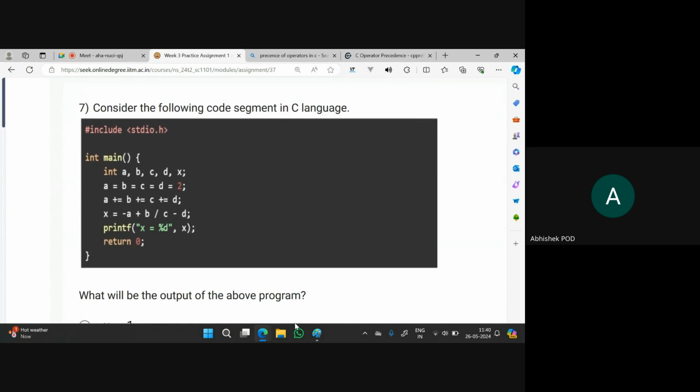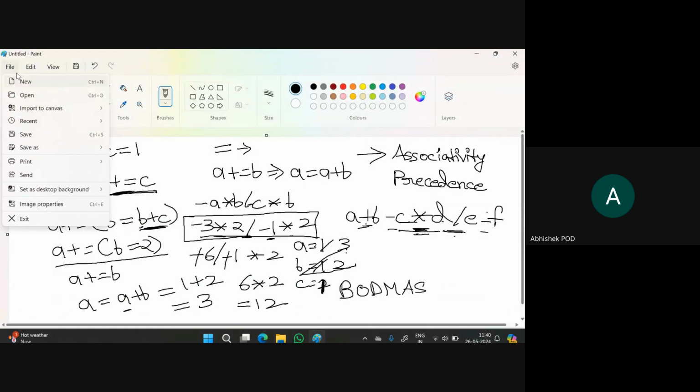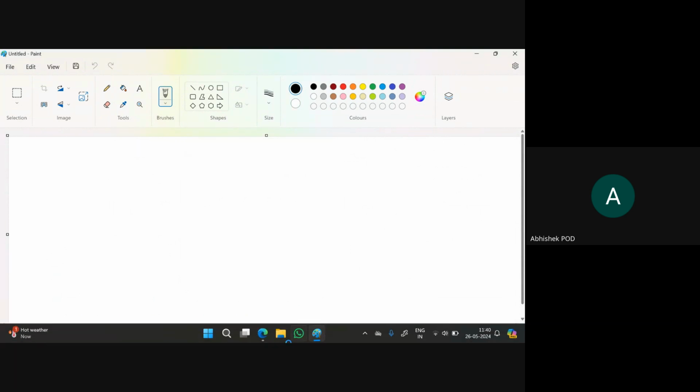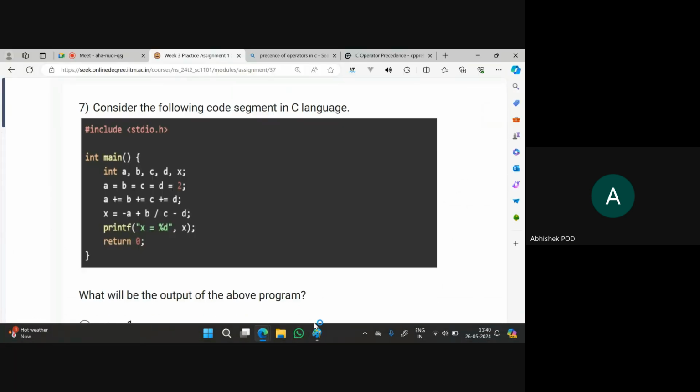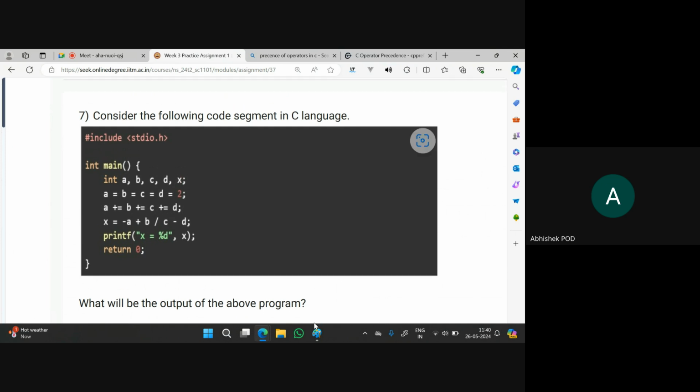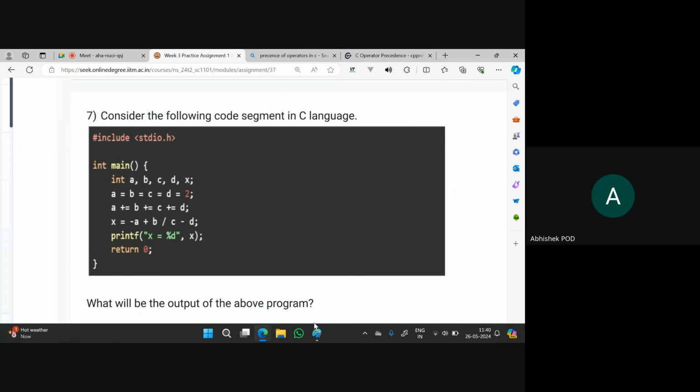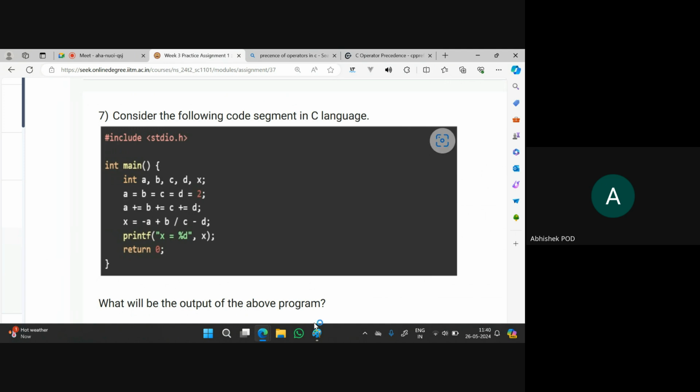Let us look at this. This is another similar kind of question, and let me try to solve this one as well. This time they have increased the complexity of the expression. Previously, we had just 2 of these assignment operators. This time we have 3 in the same expression. And then again, this will be based on the precedence and associativity.